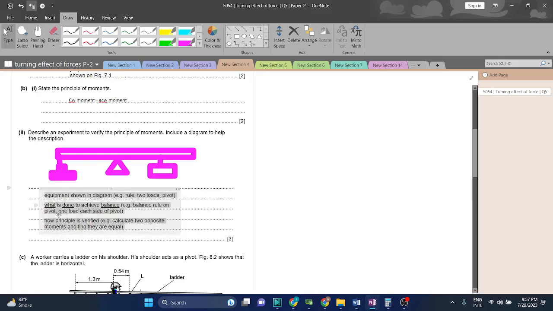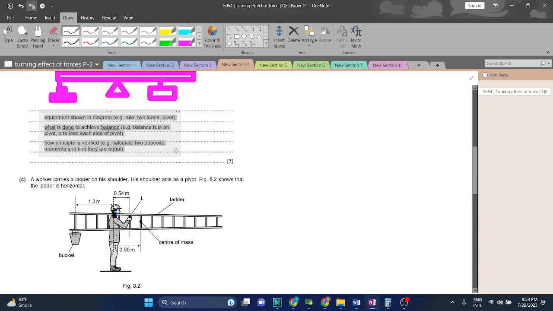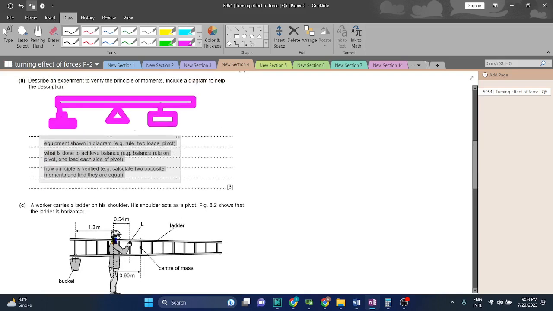Equipment shown in the diagram: what is done to achieve balance? If it is rotating this way, then you just push the other side's weight in this direction to increase the moment, and vice versa. Calculate two opposite moments and find they are equal.